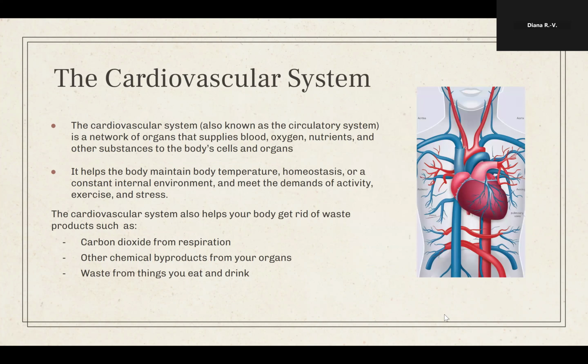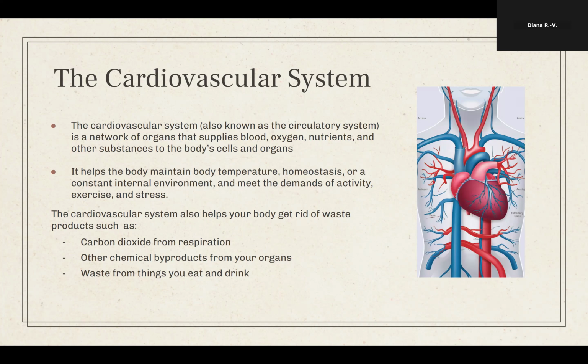So the cardiovascular system is a network of organs, primarily the heart and blood vessels, that play a crucial role in maintaining life. Its main function is to supply blood, oxygen, nutrients, and other essential substances to all the cells and organs throughout the body. Without this system, cells wouldn't get the oxygen or nutrients they need to function.